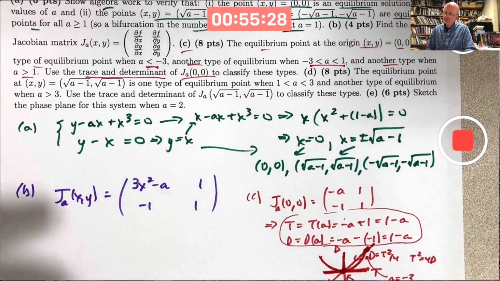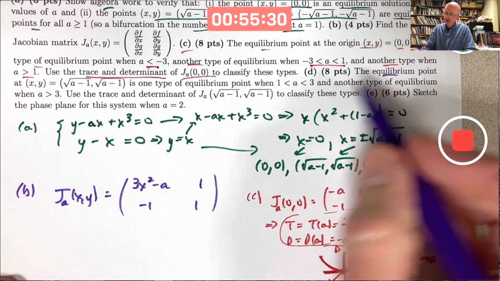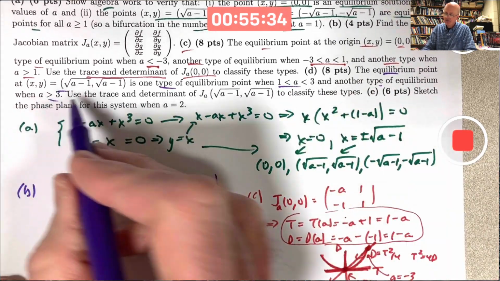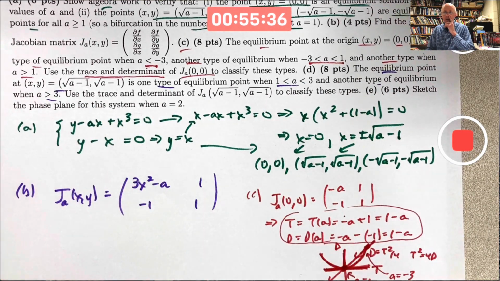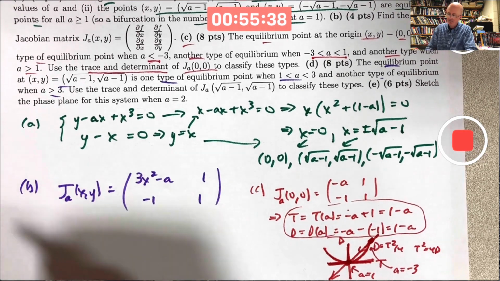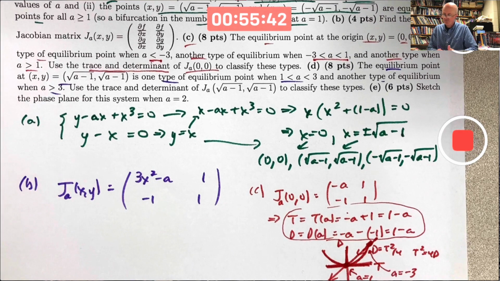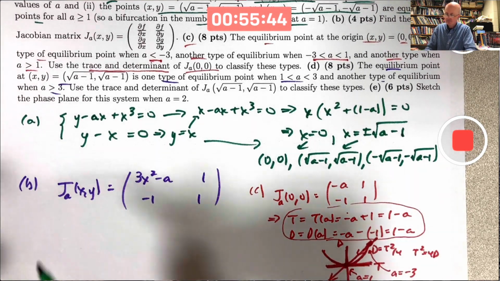Part D, another equilibrium point. This one is one type when a is between 1 and 3, and another type when a is bigger than 3. Once again, use the trace and determinant to classify those types. That is part D. I'll put it over here.